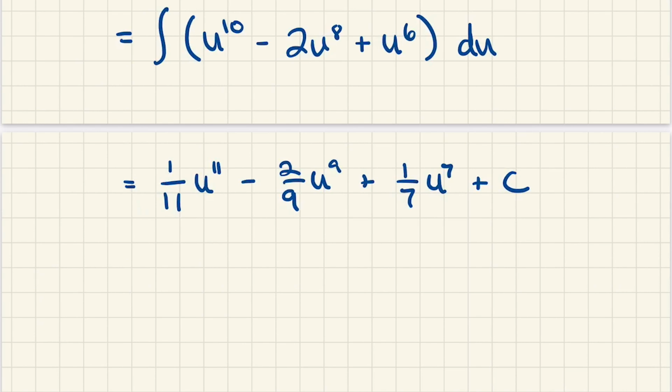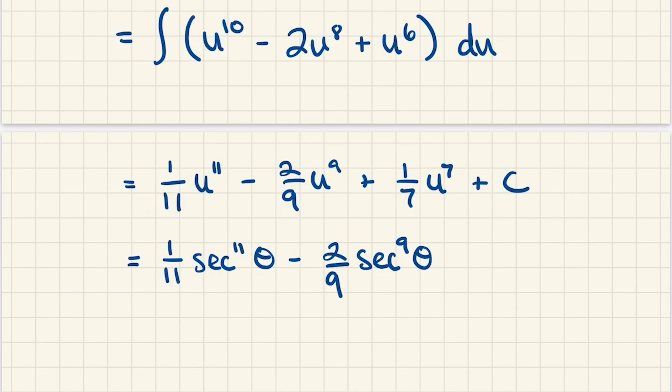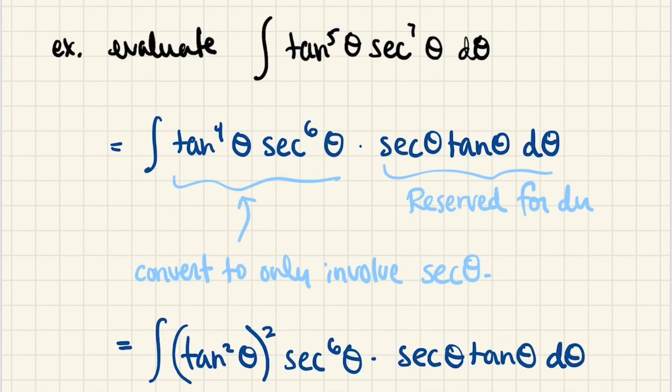And what was u equal to but secant, wasn't it? So this is 1 over 11 secant to the 11 of theta minus 2 over 9 secant to the 9 of theta plus 1 over 7 secant to the 7 of theta plus our constant. Final answer. So what did we need in the original problem for this to work? Well, once we'd reserved the secant tangent, we needed an even power of tangent to convert to secants, which means the original problem needed to have an odd power of tangent.